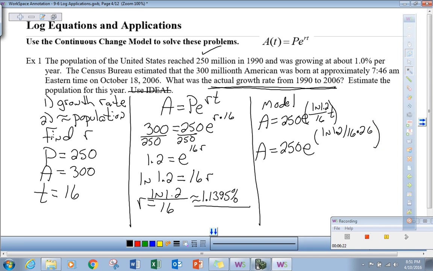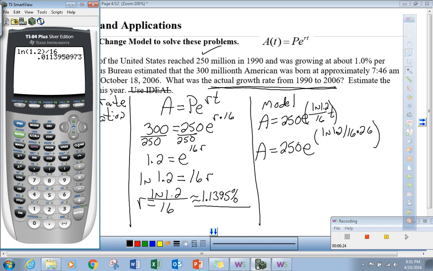So look at that real fast. Now here's how it should look in your calculator. I'm going to take 250. Second, let me get to my e to the x, wherever that is. And I'm just going to type in what I have there. Natural log of 1.2, close that off, divided by 16 times 26, close that off. When I hit that, it looks like the estimated population is approximately 336.2 million people.